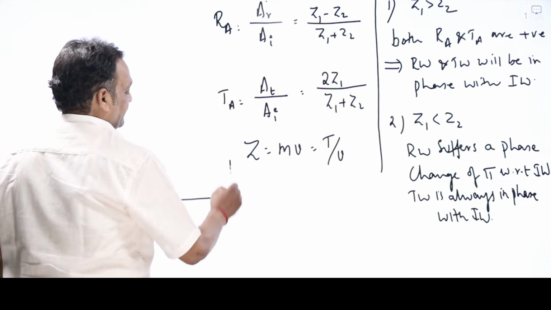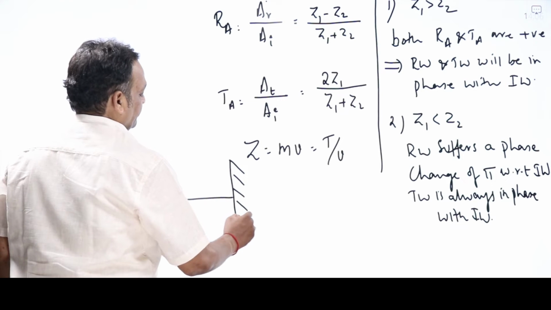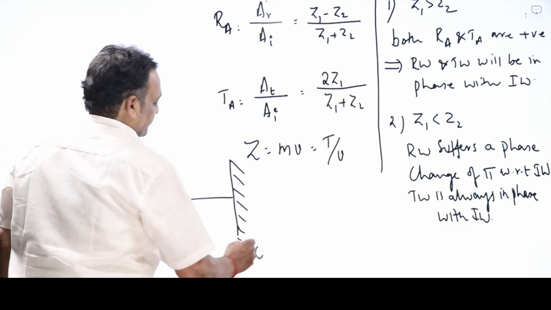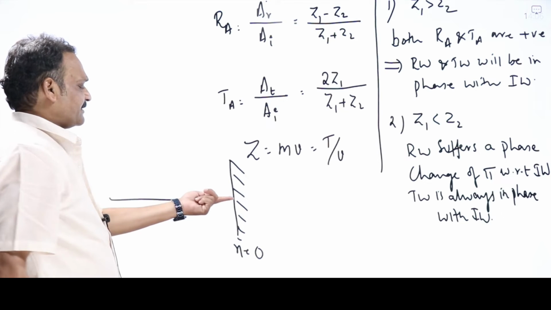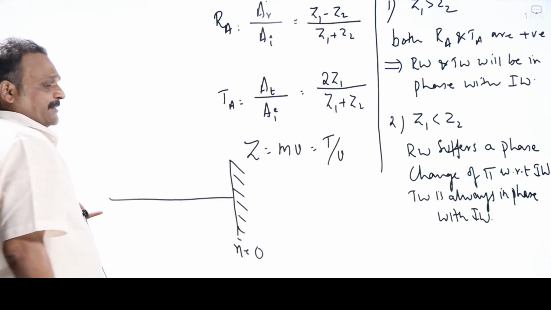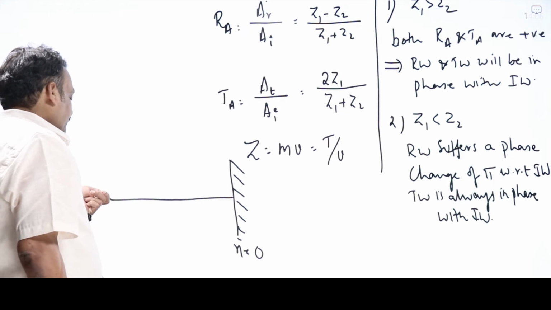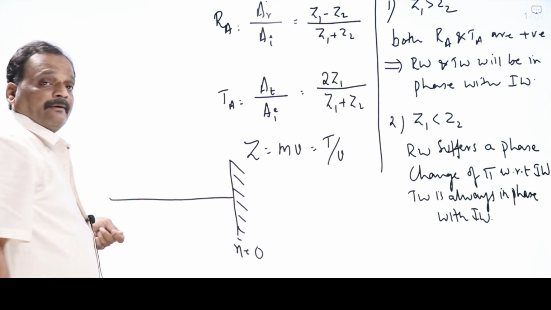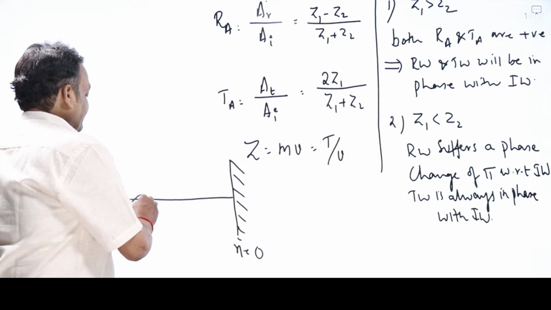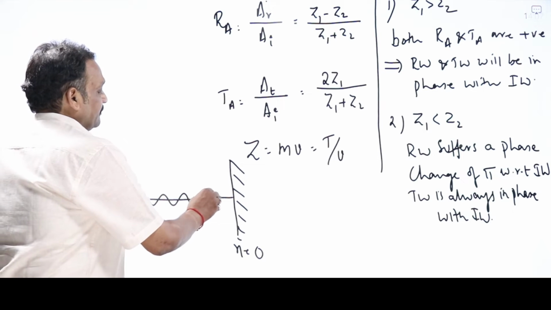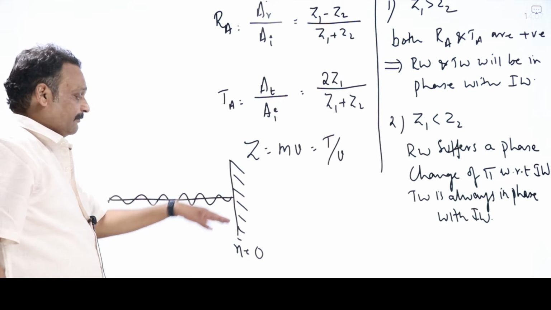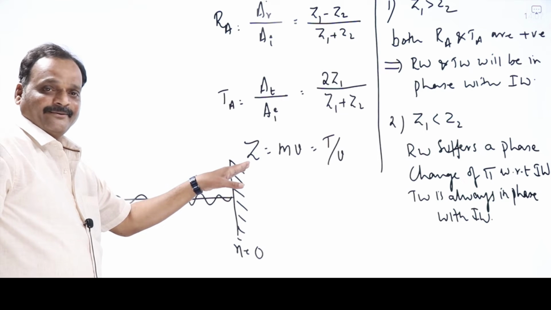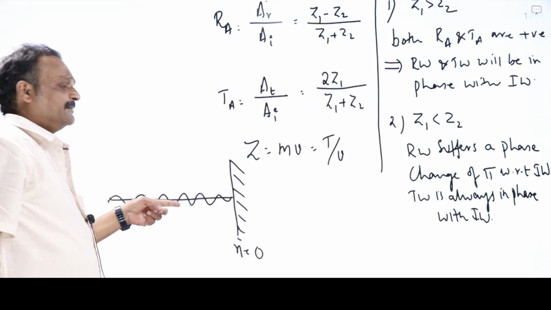Suppose there is one rigid wall at x equal to 0, which means a string is tied to a wall and stretched under some tension T. Now I want to create a transverse wave, so I have to keep moving the string up and down. A wave gets created, propagates with some velocity and goes up to the wall. Do you expect the wall to move up and down? No. What will happen? The wave will simply get reflected.